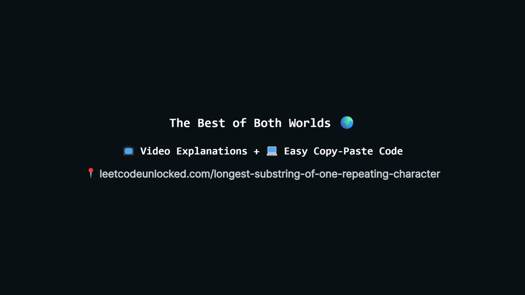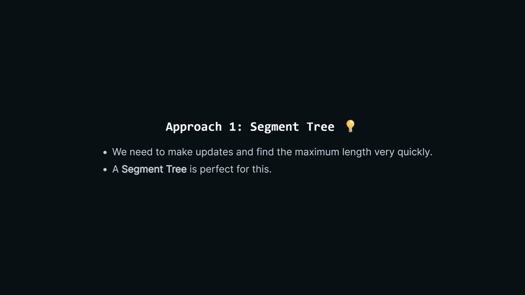Now, back to the problem. So how do we solve this efficiently? The naive way of checking the whole string after every change is too slow. Since we are doing point updates and need range information fast, a segment tree is the perfect data structure.